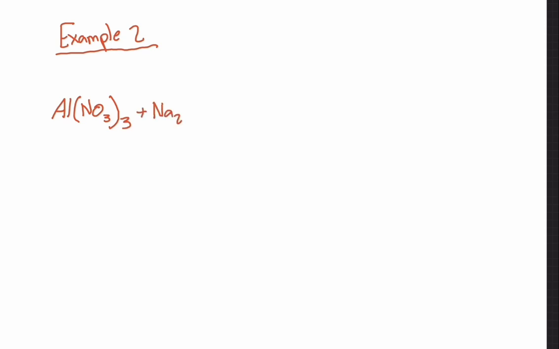Let's work through a slightly more complex example involving polyatomic ions, where aluminum nitrate reacts with sodium sulfate to form aluminum sulfate and sodium nitrate. Here is our unbalanced equation. AlNO3 plus Na2SO4 yields Al2SO4 plus NaNO3. As a reminder, we'll balance each element or polyatomic ion step by step.